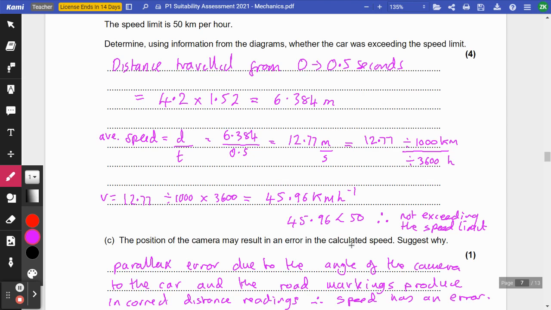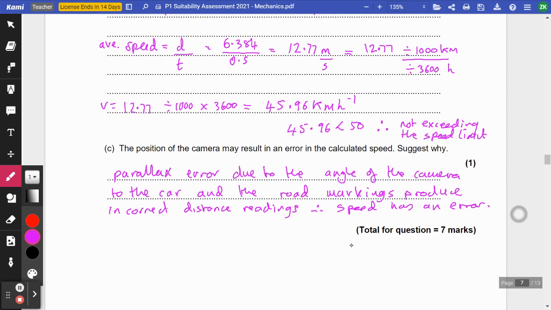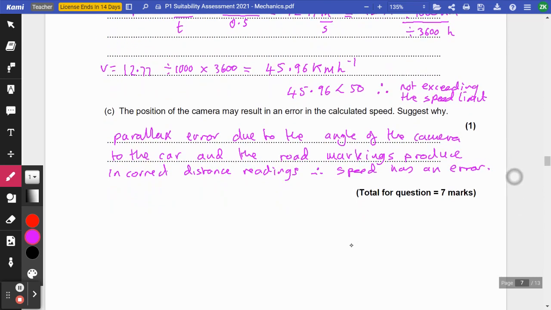So essentially that means 12.77 divided by 1,000, and because that divided by 3,600 is at the bottom of the fraction, that becomes times by 3,600, and you end up with a speed of 45.96 kilometers per hour, which is less than 50 kilometers per hour, therefore not exceeding the speed limit.